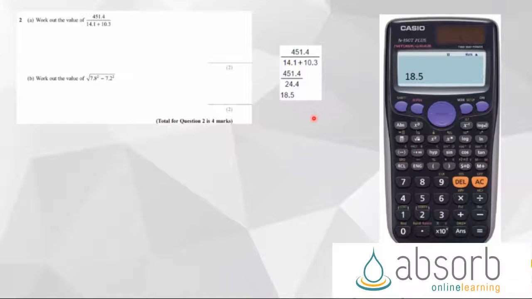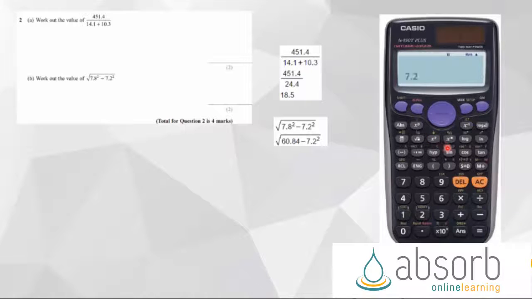Now for the second part of the question, we're going to be using this methodology again of one calculation at a time before you write something down. So let's take the square root of 7.8 squared minus 7.2 squared and take that a step at a time. So we have our 7.8 that we type in. We can then use the square button and then press equals, and we get 60.84. Write it down. Write a new line with this new information in it.